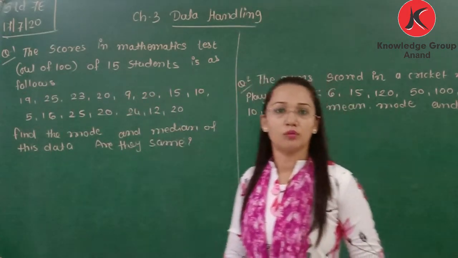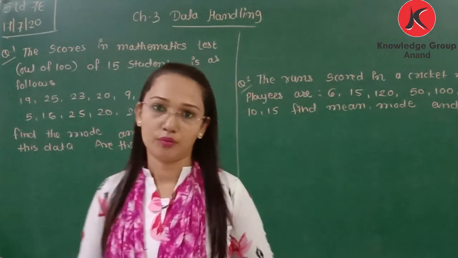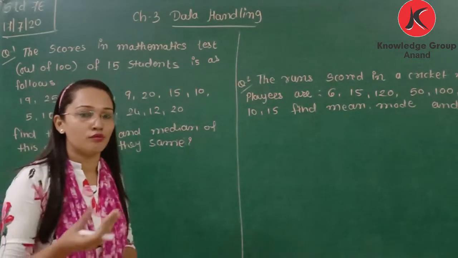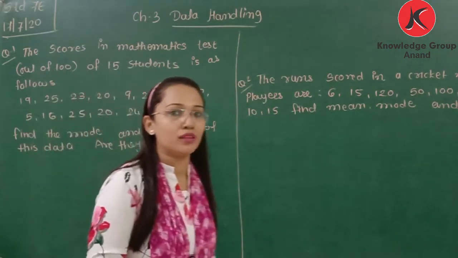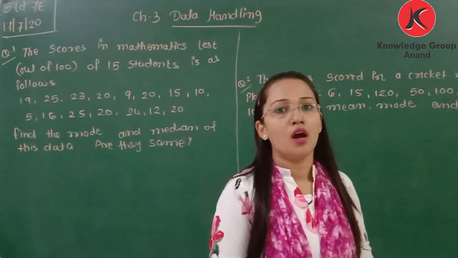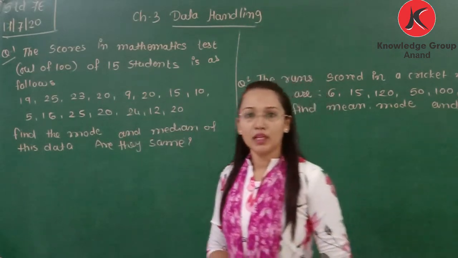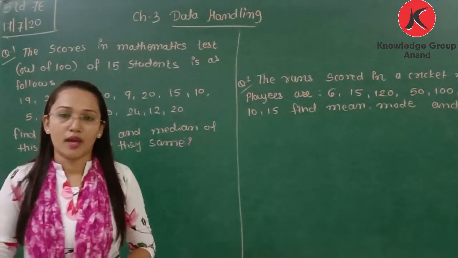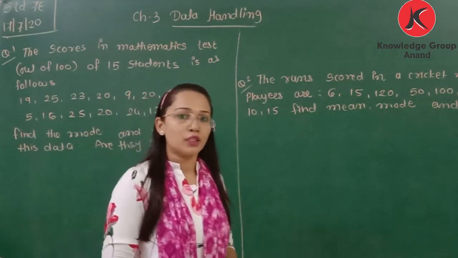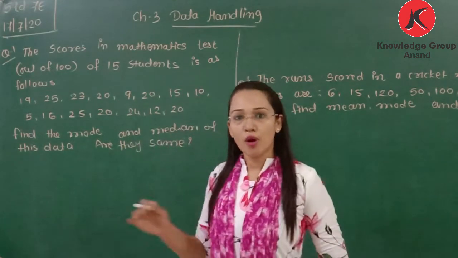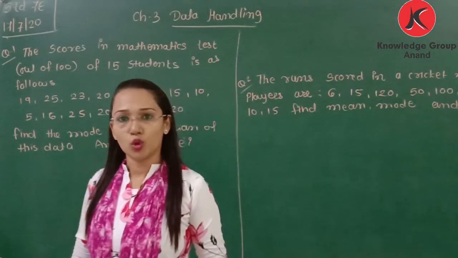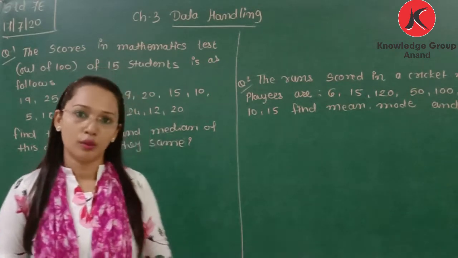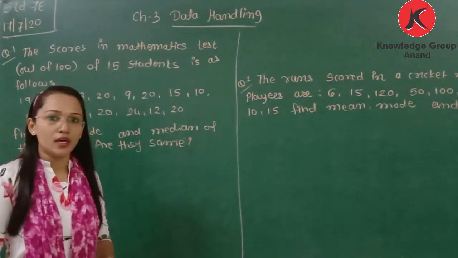Learn about mode, median and mean. Okay, we started with one data handling method, that is mean. Mean means what? We need to sum. It is like an average. Okay, average and mean is the same. So arithmetic mean means sum of all observations divided by total observations. That is called mean. Then we learn median.